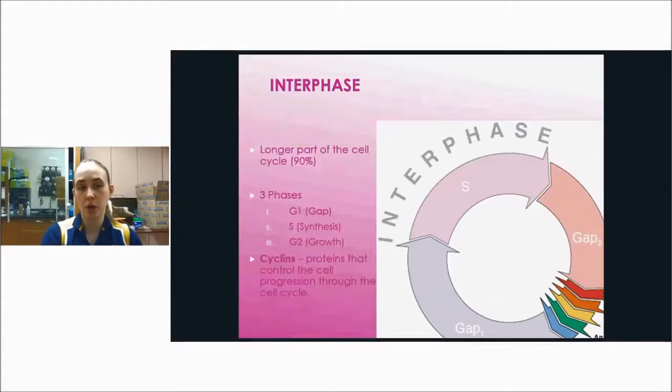and G2, growth. And cyclins are proteins that control the cell progression through the cell cycle. So when a cell starts to get too large, it's growing, it sends a signal through these cyclin proteins that says, okay, we're getting a little too big, we need to divide. So they start the process of synthesis and making copies of the organelles, and then going through the entire mitosis process, and it is controlled by proteins that spur it on through all the different stages.